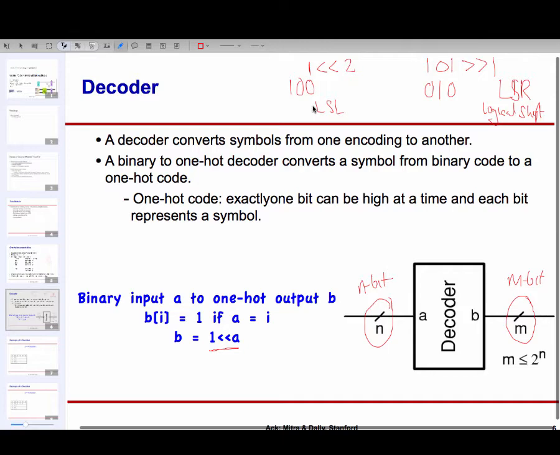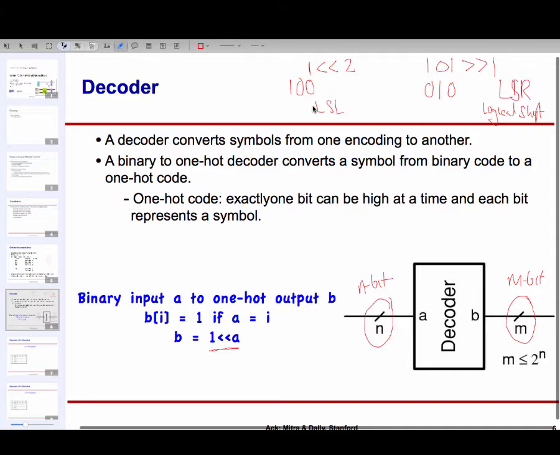So you can convince yourself that I can think of this decoder either in terms of one-hot coding, where all the output signals are 0 except the ith one, where i is the decimal number corresponding to whatever A represents. Alternatively, I can think of both A and B as binary coded numbers, and the binary coded output B corresponds to 1 left shifted A times. Okay, and they are equivalent. They correspond to the same mathematical function.